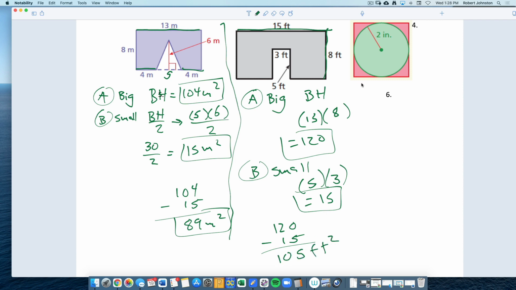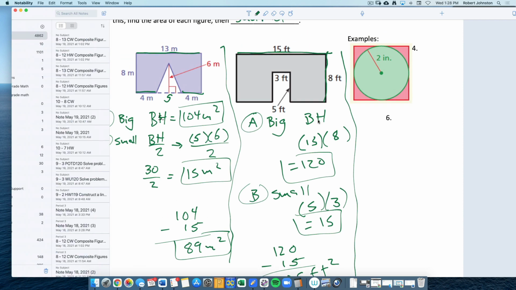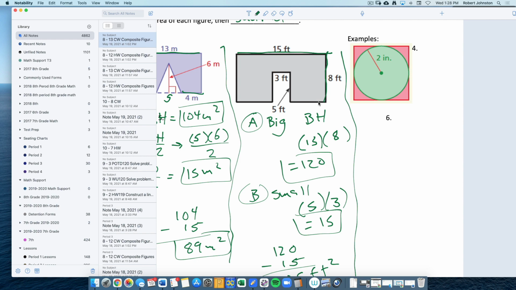Good. Okay, hardest one by far. As soon as you toss in a circle, things get really decimally because pi is involved. Claire, how do I find the area of a circle? Well, actually, you know what? I'm getting ahead of myself. Let's find the area of the big shape first.